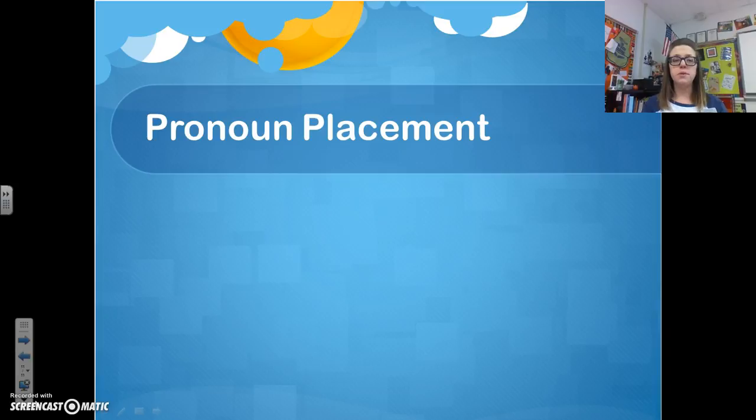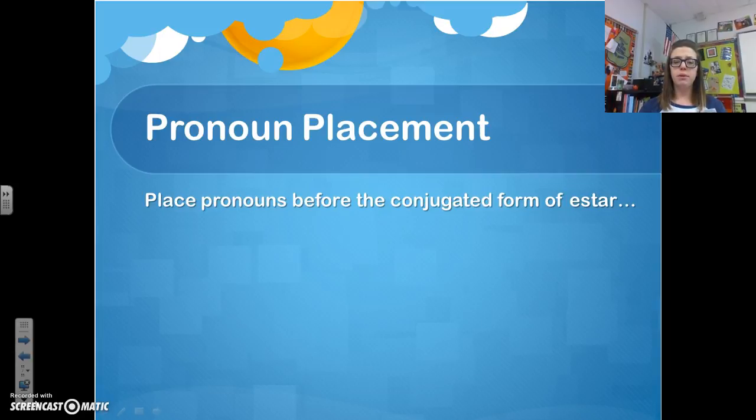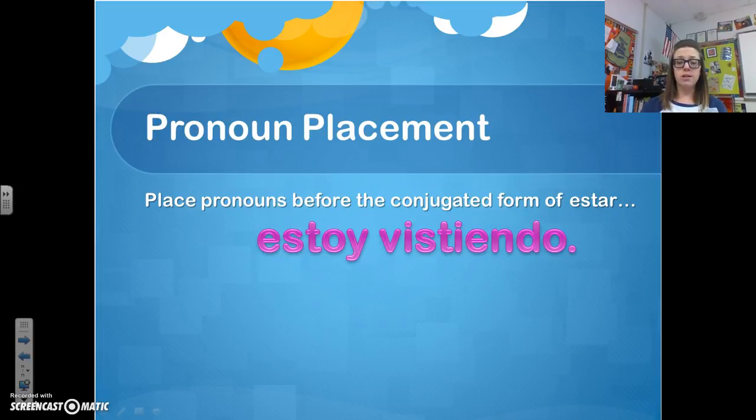Okay, so now what we're going to do is talk about pronoun placement. This is not to be confused with subject pronouns. We're talking about direct object pronouns with this, and reflexive pronouns, which we're going to learn about in a little bit, but I just wanted to make sure that you are aware where these pronouns will go. So you're going to place pronouns before the conjugated form of estar. Okay, so estoy vistiendo. Estoy is a conjugated form of estar, so I can put the pronoun me right in front of estoy.